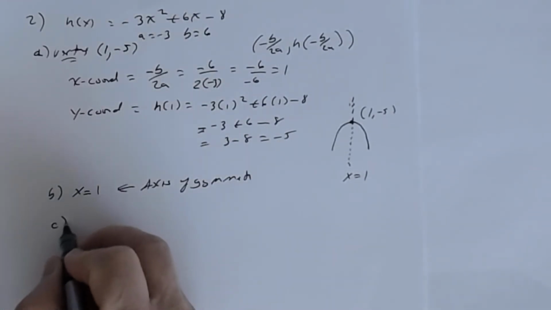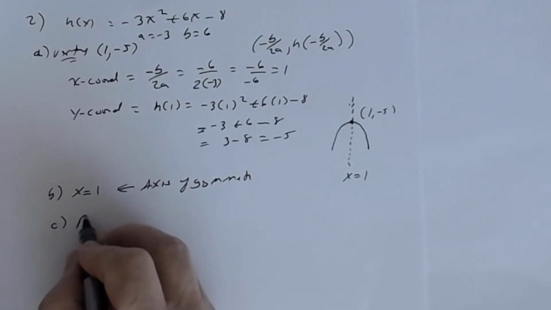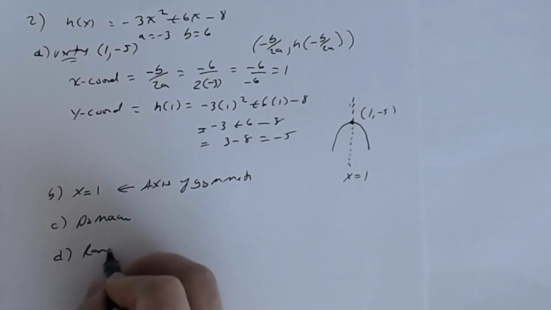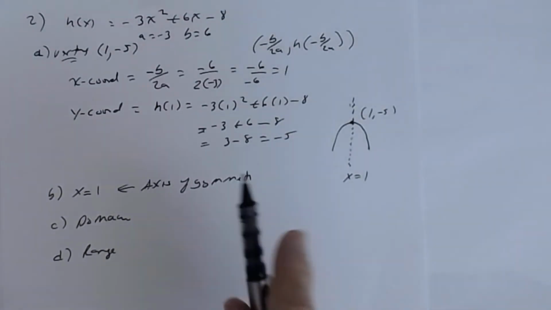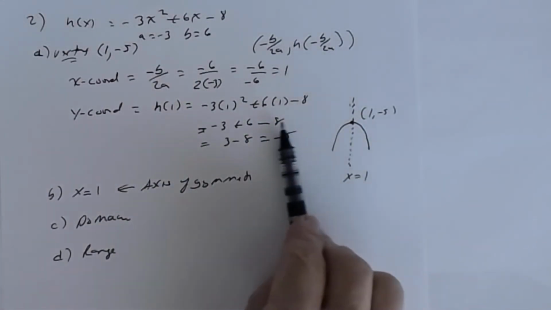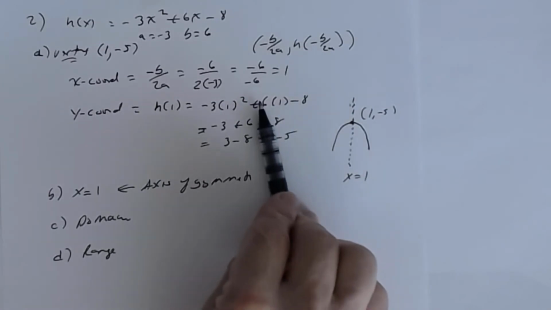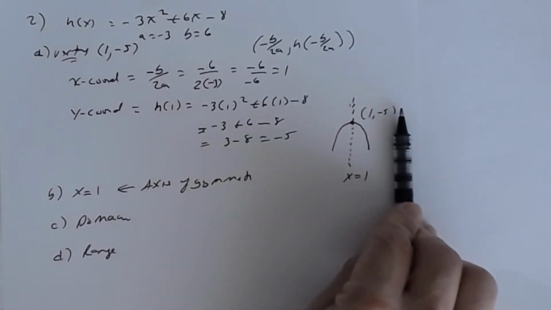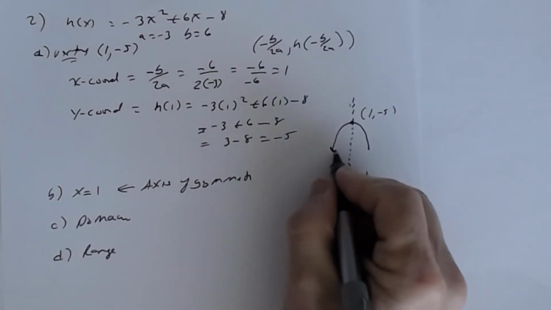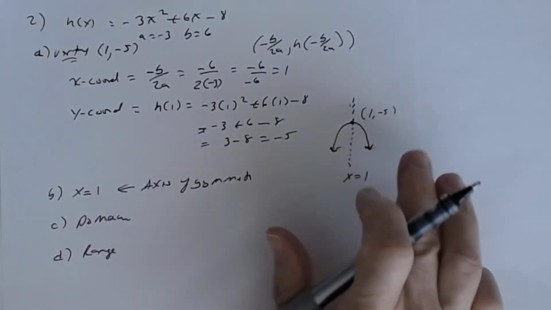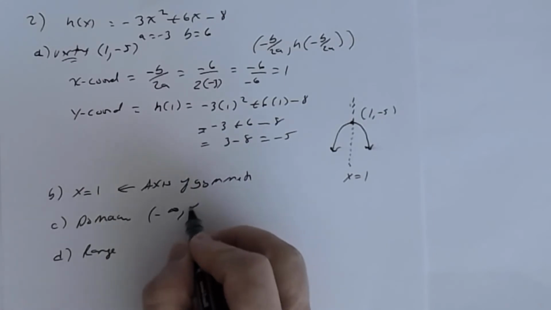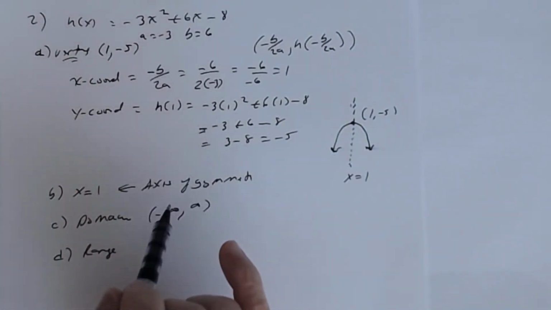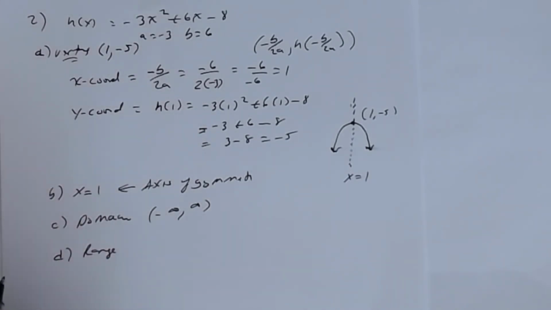Okay. Then part C, they want to know the domain. And part D, they want to know the range. All right, so remember, this is a polynomial function. It's a quadratic function, and you know that the domain is all real numbers, so from negative infinity to infinity. Remember, you have little arrows here, so from negative infinity to infinity, so that's your domain. And remember, the domain for all quadratic functions will be all real numbers, negative infinity to infinity.